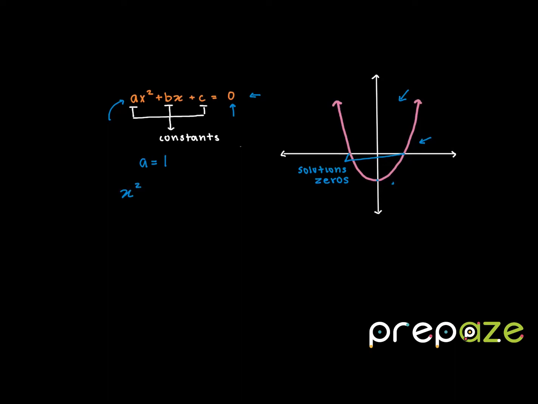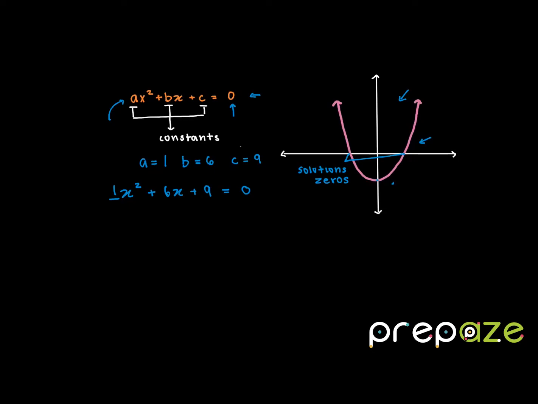x squared plus 6x plus 9 is equal to 0. So here, let's take a look at what all of my constants are equal to. We have our a value over here, which is equal to 1, b, which is equal to 6, and c, which is equal to 9.